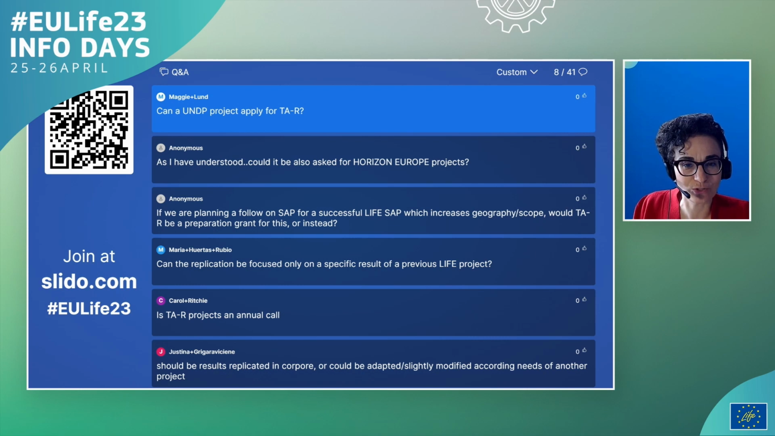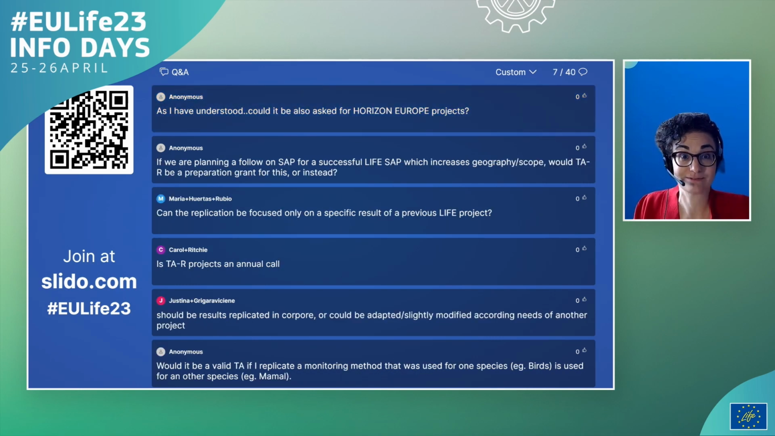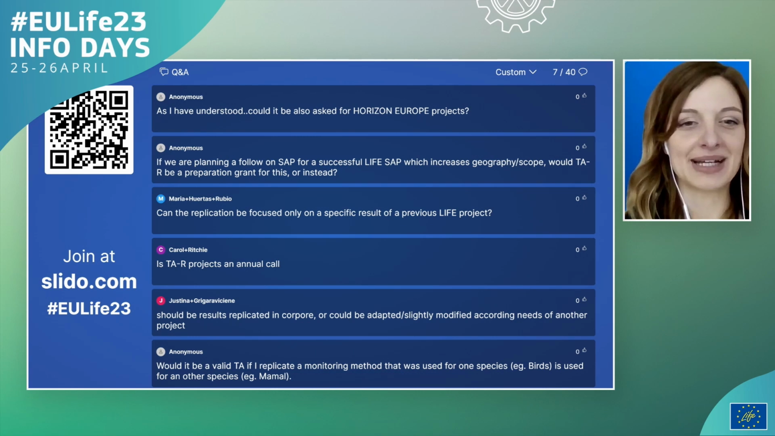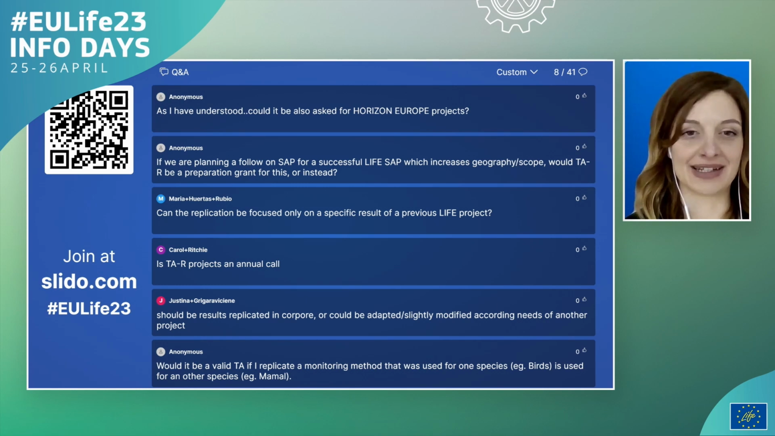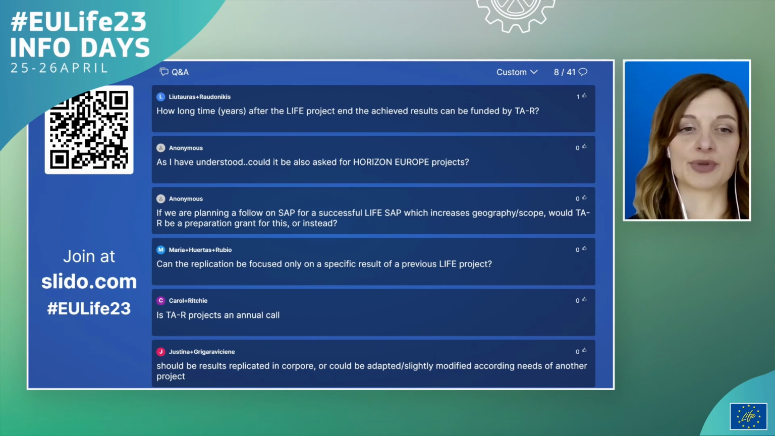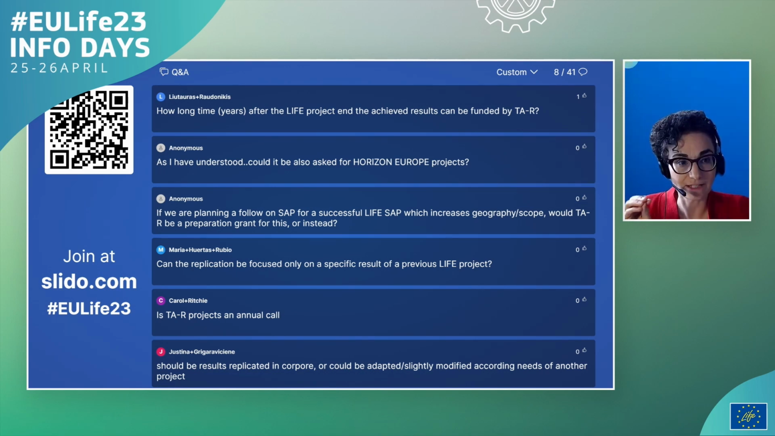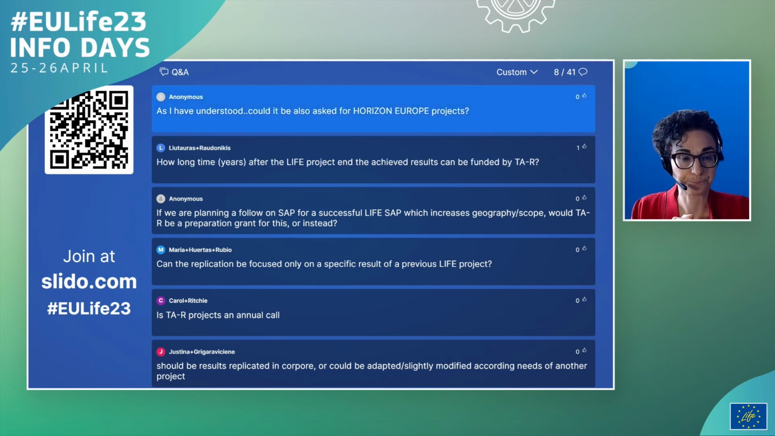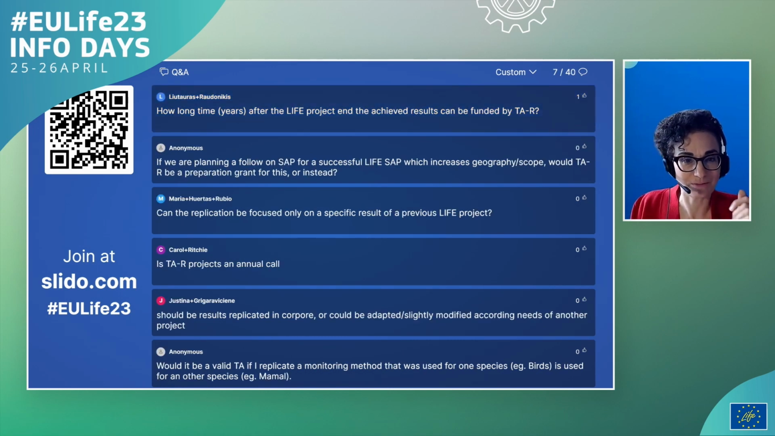And as I have understood, could it be also asked for Horizon Europe projects? Yes, but for all the projects that were financed by EU funding, maybe I didn't put enough emphasis on this, but it should always be in line with the objectives of LIFE, right? All the preceding projects should also be in line with the LIFE objectives. But the answer is yes. So the objectives still need to fit the objectives of LIFE overall. Exactly. So yes, she has understood, and we can move to the next question.